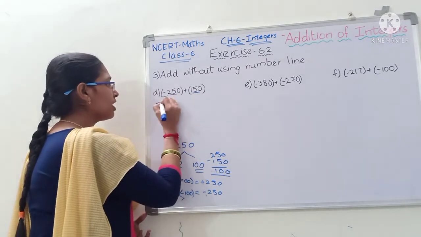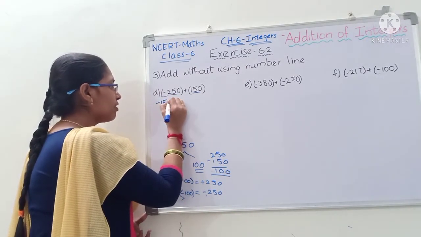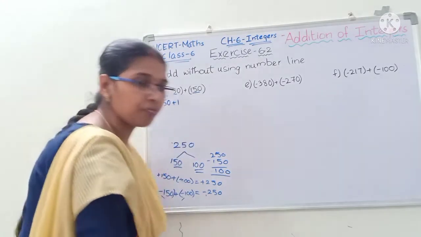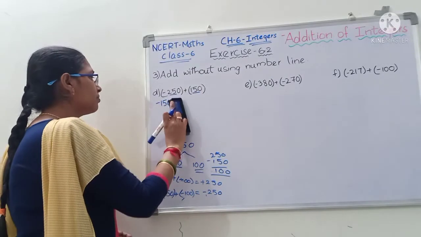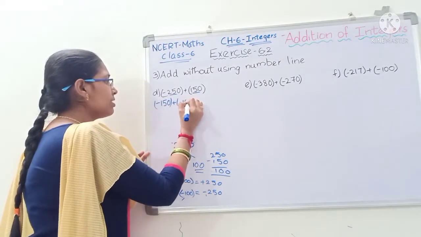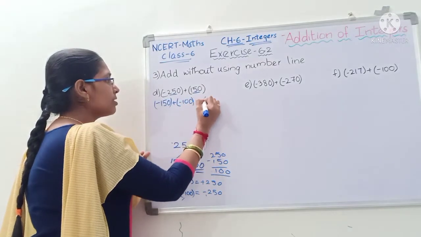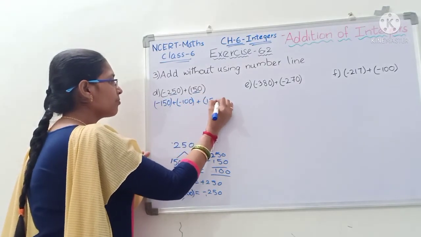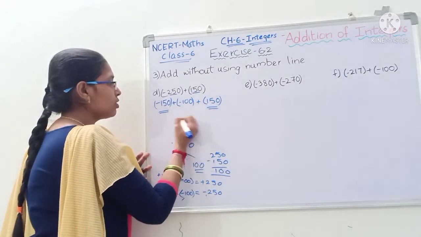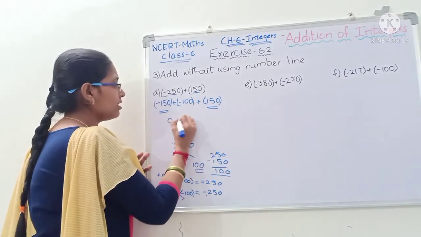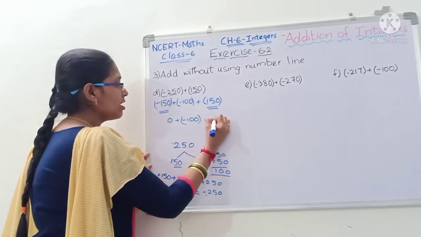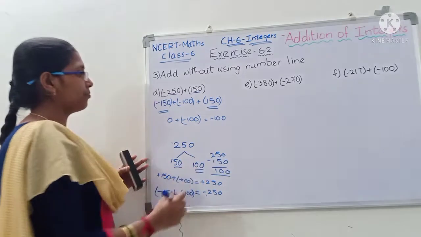So minus 250 can be written as minus 150 plus minus 100 plus 150 as it is. Now observe this, children, minus 150 plus 150. These two result is 0, plus minus 100 as it is. So the answer is minus 100.